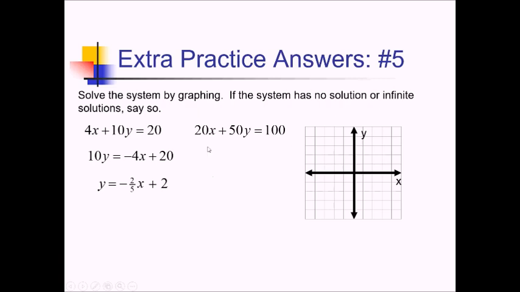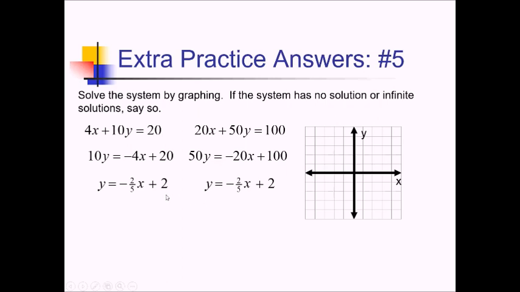All right, let me do this next one before I try graphing anything. So subtract the 20x and then divide by 50. I've got y equals negative 20 over 50. That's really just negative 2/5 x. So that's interesting. That's going to be the same slope as we had over here. And then we've got 100 divided by 50, which is also 2.